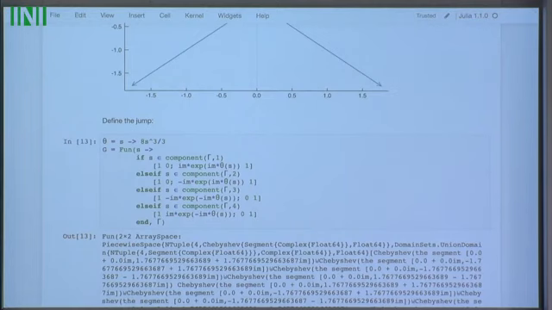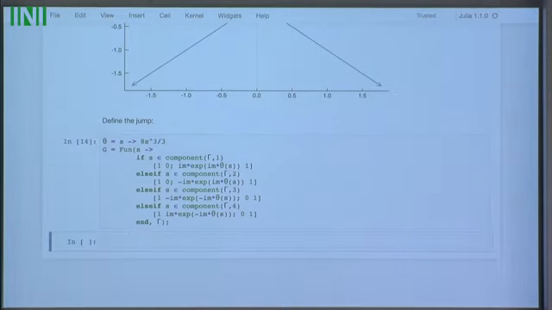Okay? It's expanded in some Chebyshev expansion. We don't need to worry about that. It's just got some representation for this function on the computer. And now we have the jump. We can say solve the Riemann-Hilbert problem.